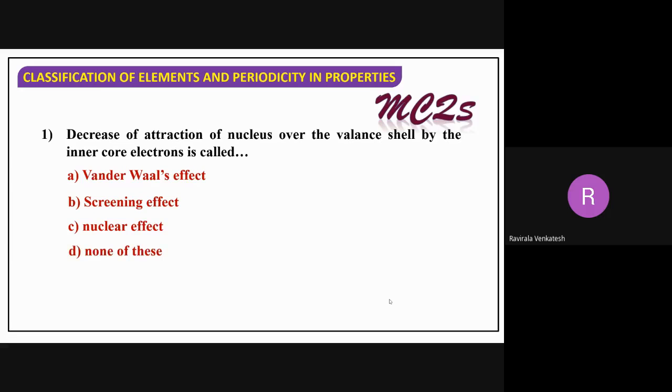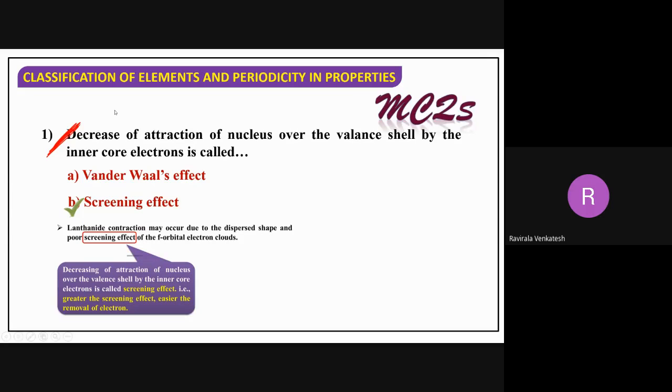Can you give the answer for this one? Attraction of the nucleus over the valence shell is reduced by the inner electrons. Which one? Screening effect, right? So remember this point, very, very important.